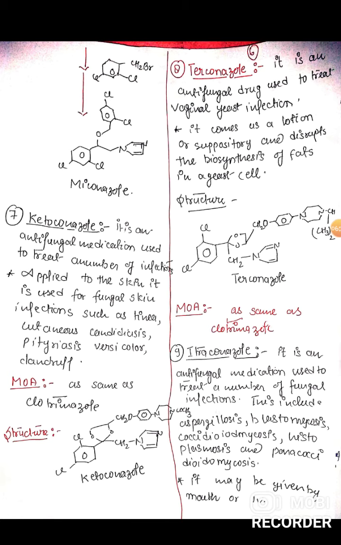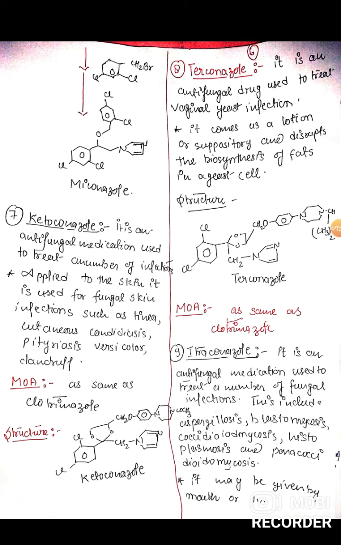So the next drug is ketoconazole. Ketoconazole is an antifungal medication used to treat a number of infections like skin infections such as tinea cutaneous, candidiasis, pityriasis versicolor, and dandruff. The mechanism of action is similar, it also inhibits the alpha demethylase enzyme. The structure is as follows. Next drug is terconazole. It is also an antifungal drug used to treat vaginal yeast infection. It is used as a lotion or suppository and disrupts the biosynthesis of the fat in the yeast cell.